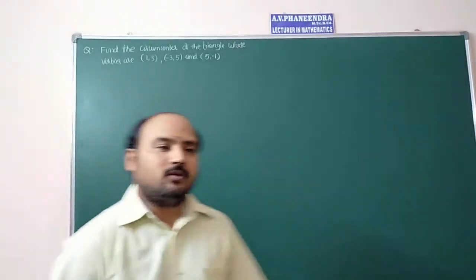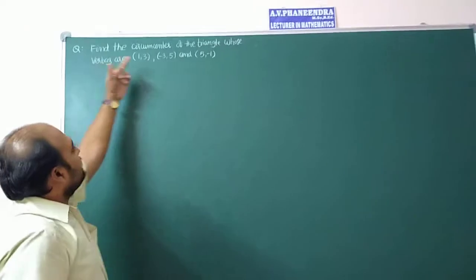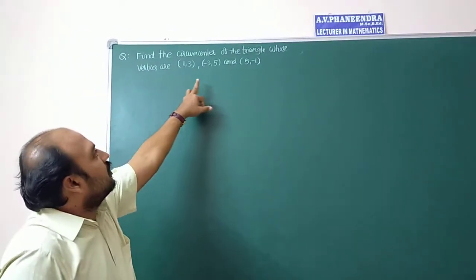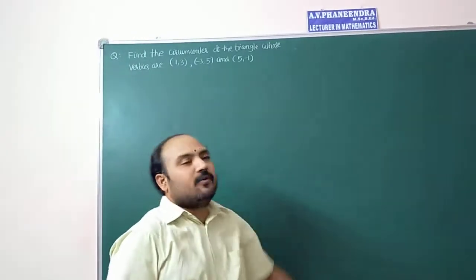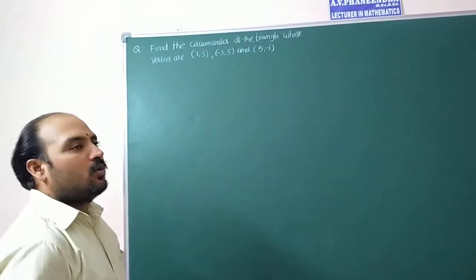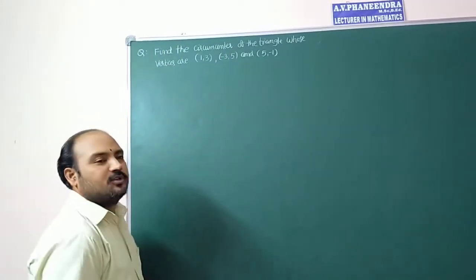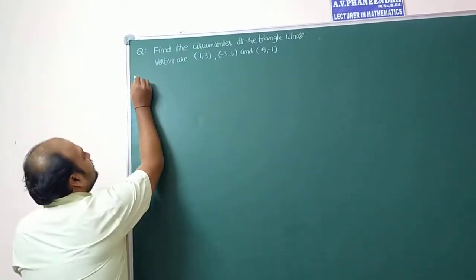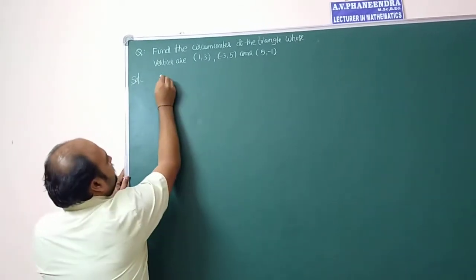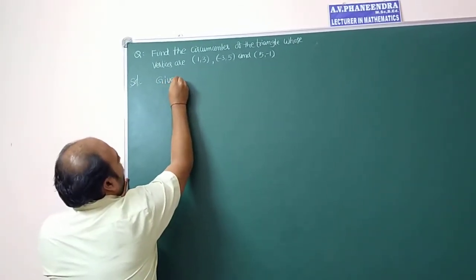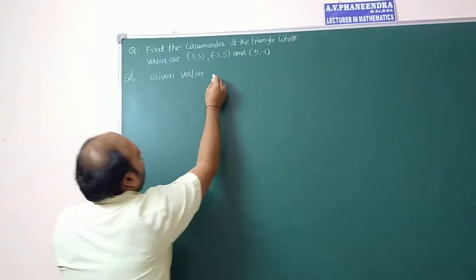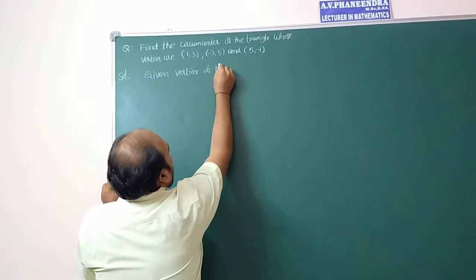Next, for example, find the circumcenter of the triangle whose vertices are (1, 3), (-3, 5) and (5, -1). When 3 points are given, how to calculate circumcenter? I explained the procedure in type 1. See that. First write the given vertices of the triangle.